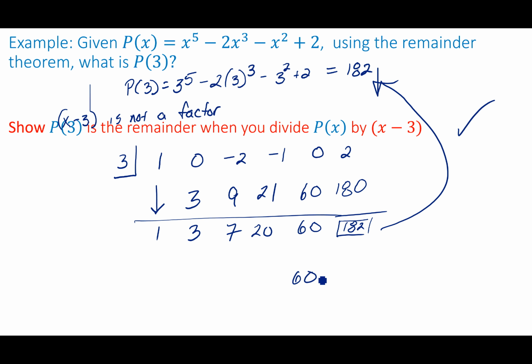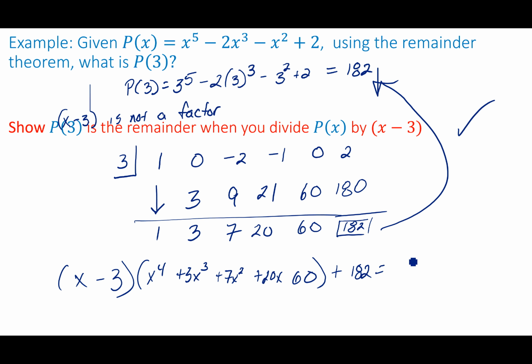Okay, I'm not asking. I mean, we could break this one down, and we can do it. Let's actually do it for practice. So this would be 60 plus 20x plus 7x squared plus 3x cubed, and then plus 1x to the 4th. And this times x minus 3, plus 182, would have equaled my big polynomial that I started with, x to the 5th minus 2x cubed minus x squared plus 2. Those are equivalent.